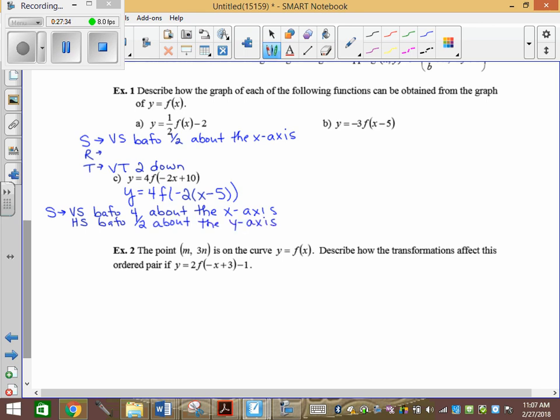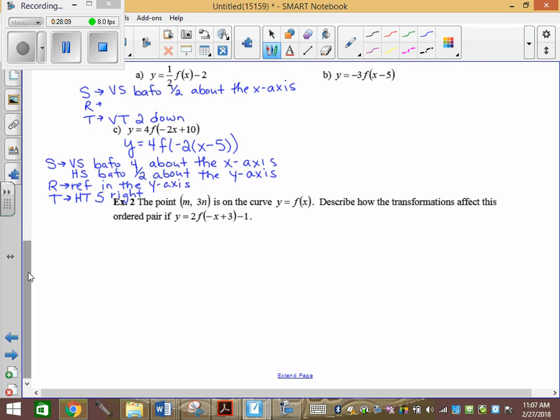Perfect. Reflections, any? You got any negatives in front of those bad boys? Yep. Right there. What kind of reflection is it? In the y, because it's a reflection in the y-axis, because we're taking the x's and we're making them negative. If we make x's negative, we're reflecting on the y-axis. Any translations? What? Horizontal translation 5, right. Now, instead of doing example 2 right now, I'm going to change it a tiny bit.